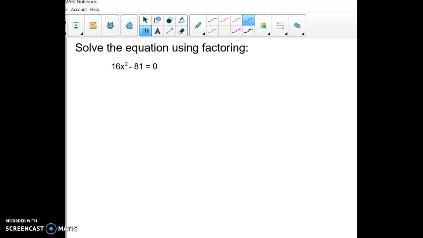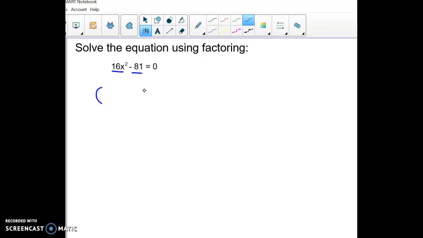All right, last review question for you. Solve the equation using factoring. All right, so no GCF, right? There's nothing that evenly divides 16 and 81, and they don't both have x or something like that. But these are perfect square numbers, 16 and 81.